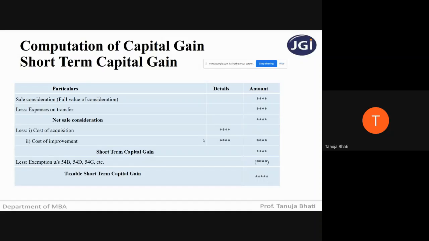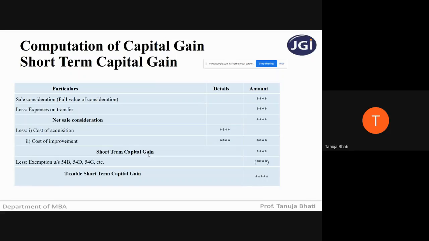Once more, I just revise this particular format. You take the sales value of consideration. What is the meaning of sale consideration? It is nothing but the price at which you are selling the particular asset and receiving the amount in terms of money or money's worth from your customer. Less: expenses on transfer. Expenses on transfer means only those expenses that have to be incurred in order that the sale takes place, like brokerage, commission. Then you get net sales consideration. This is the net value that you will have. From that, you have to deduct cost of purchase and cost of improvement. Then you get short-term capital gains.